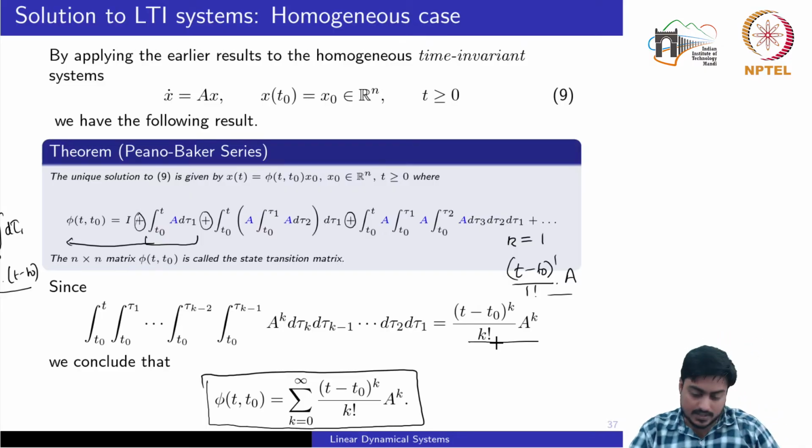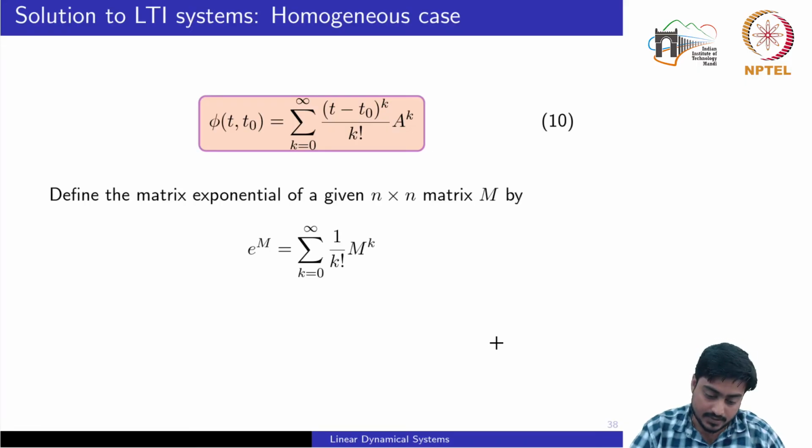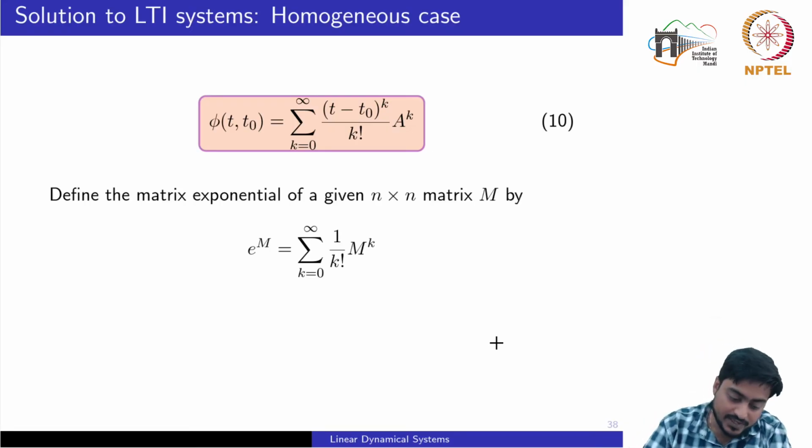Now let's see some interesting things about this state transition matrix. First of all, we'll define the matrix exponential of a given n cross n matrix M, which is given by e to the power M equal to the summation, basically this is a series. Since this is an exponential, it would be the summation over k is equal to 0 to infinity of 1 by k factorial into M to the power k.